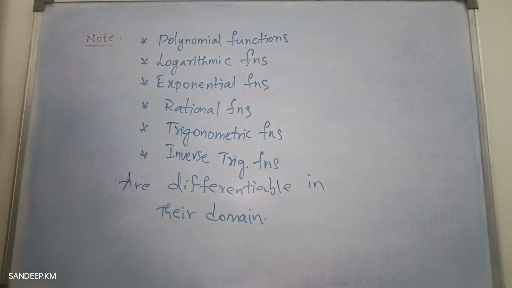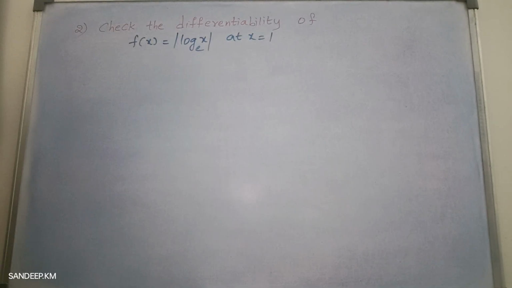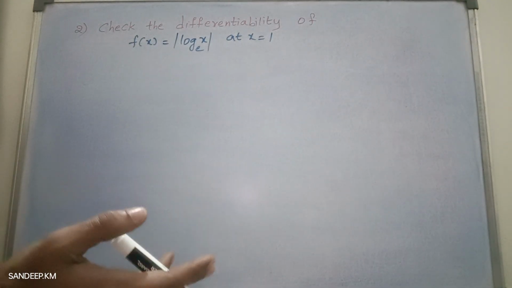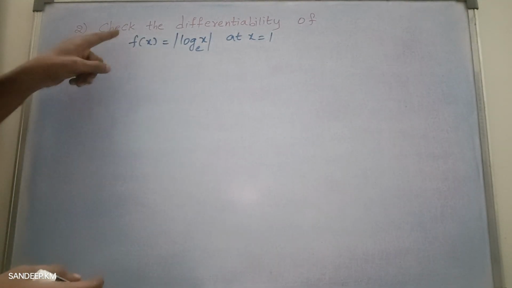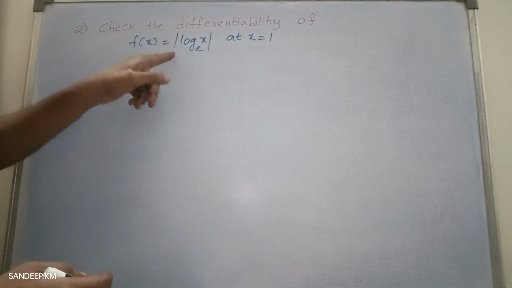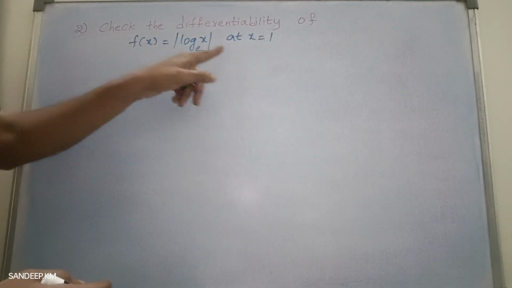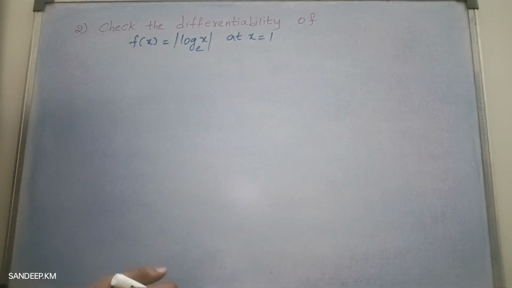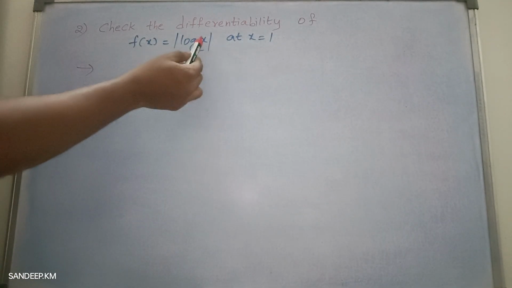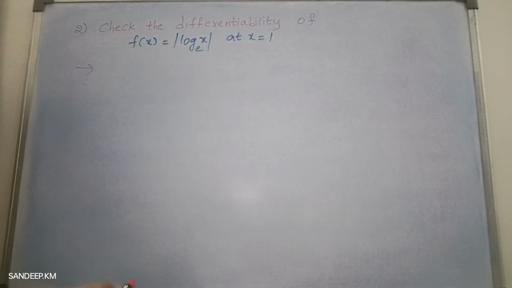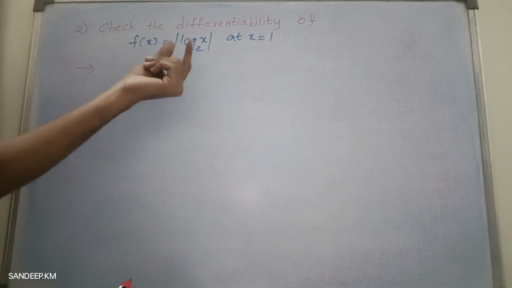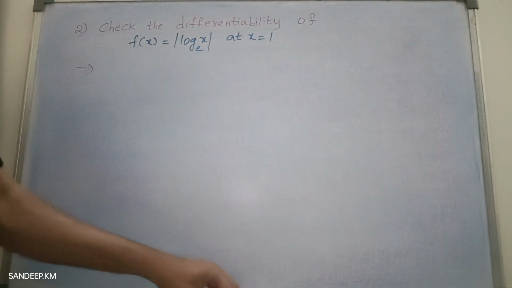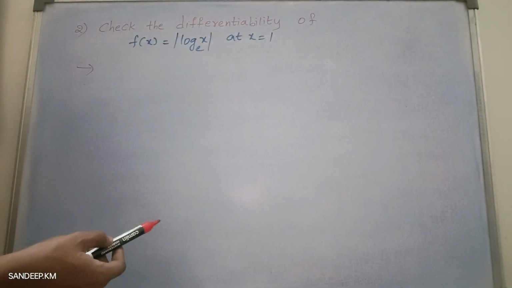Okay, now let us start solving a few questions based on differentiability. Here is our second question, because already in the first question we proved that mod x is not differentiable at x is equal to 0. They told us to check the differentiability of f of x is equal to mod of log x base e at x is equal to 1. Before checking differentiability we would check continuity, but we already know that logarithmic functions are continuous in their domains. So we accept that this function is continuous at x is equal to 1. Let me check whether it is differentiable or not at x is equal to 1.